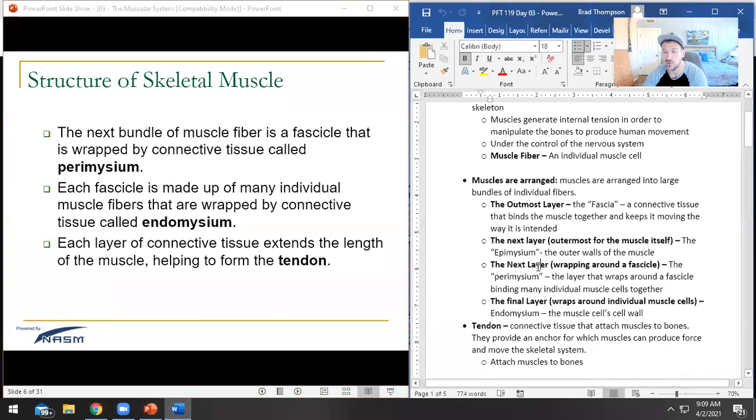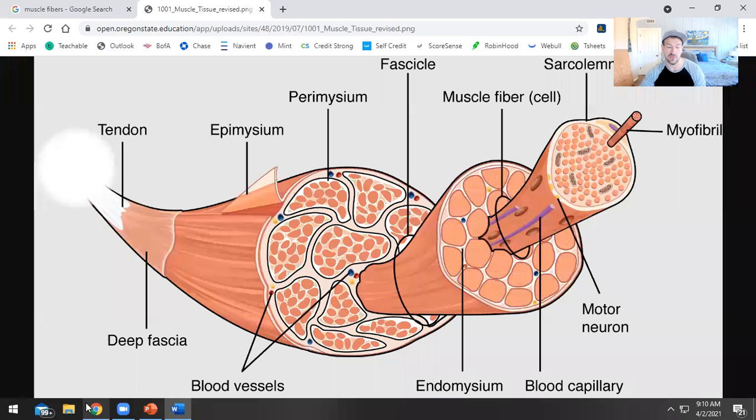And that is going to be your perimysium. The perimysium is the layer that wraps around the perimeter of your individual muscle fascicles. That's that layer right there. And then, like I said, each muscle fascicle is nothing more than a bunch of other muscle cells all bundled together.